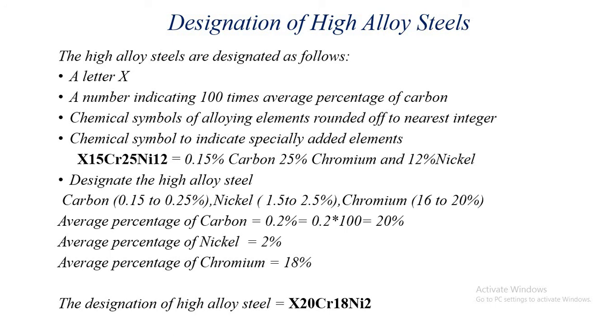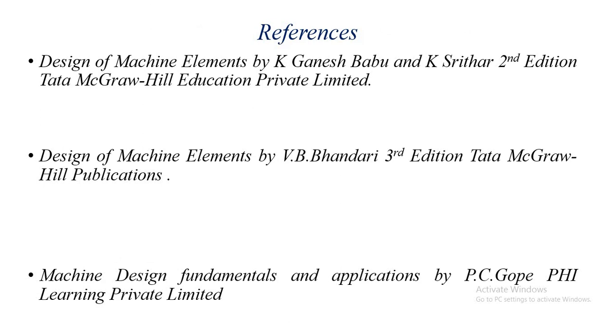Designate the following high alloy steel whose chemical composition is given to you. So carbon 0.15 to 0.25%, nickel 1.5 to 2.5%, and chromium 16 to 20%. So the average percentage of carbon will be 0.2%, that is 0.2 multiplied by 100, that is 20. Average percentage of nickel will be 2%, and average percent of chromium will be 18%. So the designation of high alloy steel will be X20Cr18Ni2.